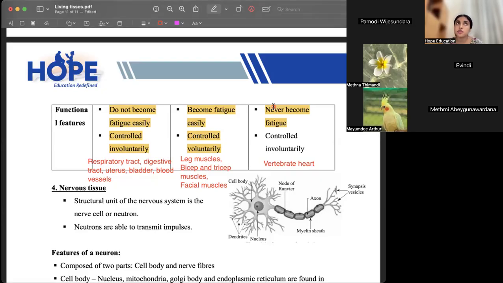That's why cardiac muscle tissue is designed in a certain way that it never becomes fatigued. Never. And it is also controlled involuntarily. Of course, you can't control the heart. Okay?